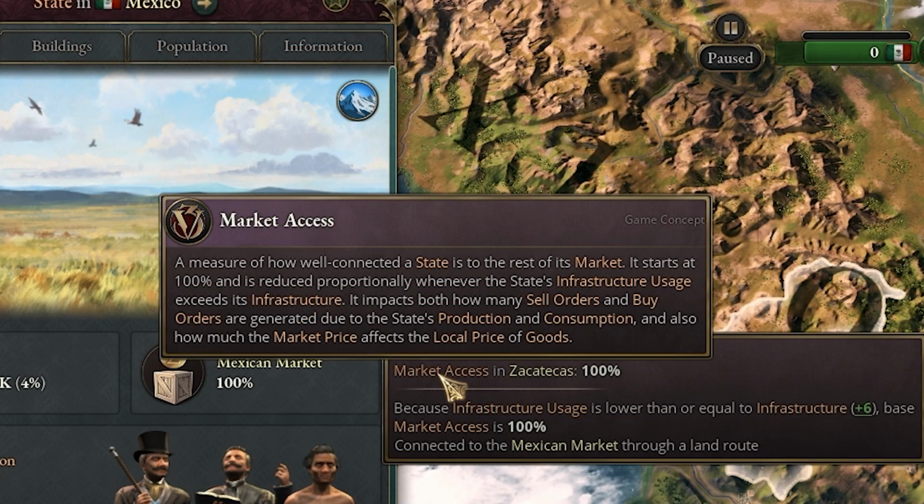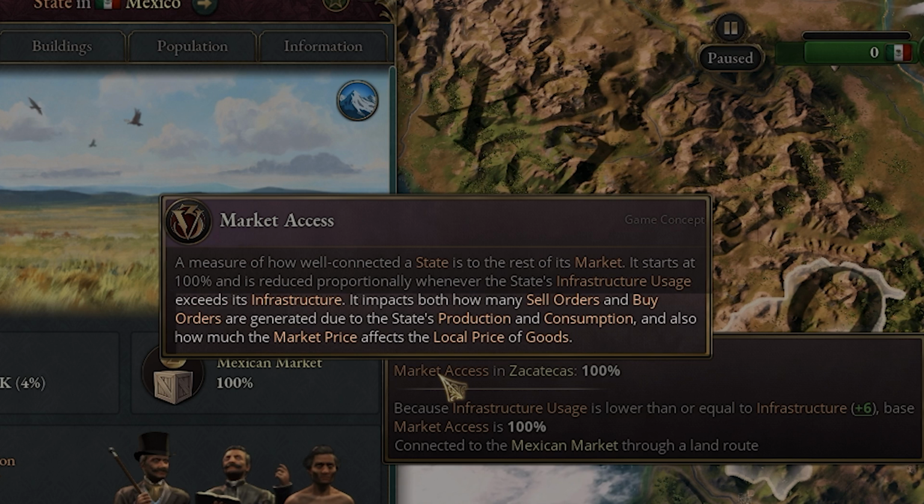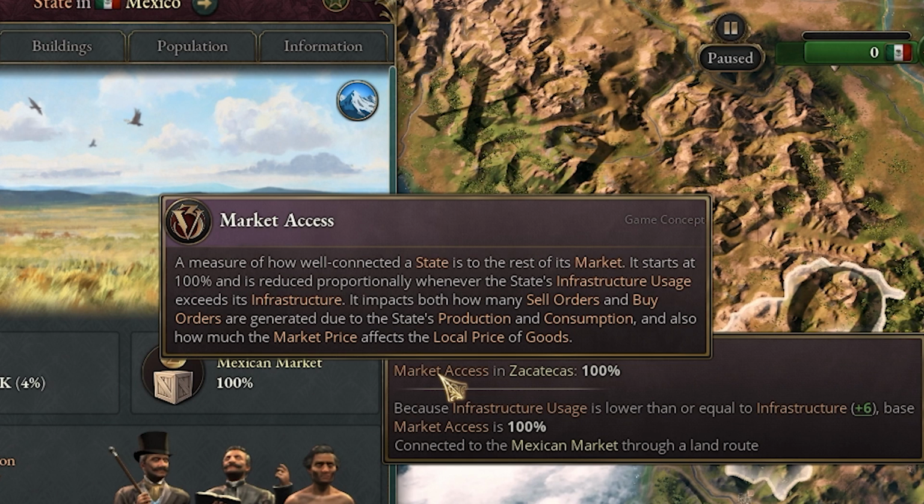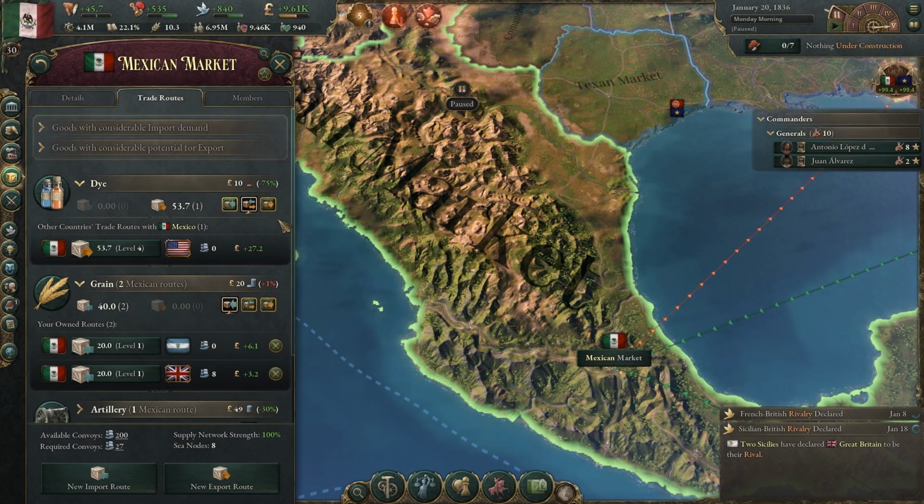Market access is very important to your market prices. You can see here that it impacts how many sell orders and buy orders are generated in the state, its production and consumption, and the market price effects of the local price of goods. So even though you see your market and it's a certain price, that's the average. The local price of your goods can change if the market access is not 100%. You also need to keep an eye on your exports.